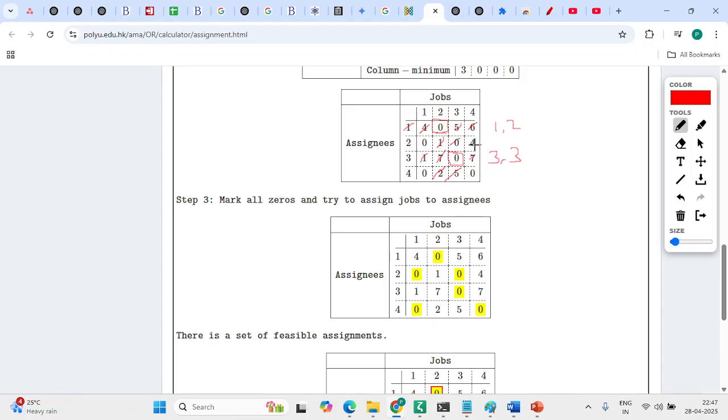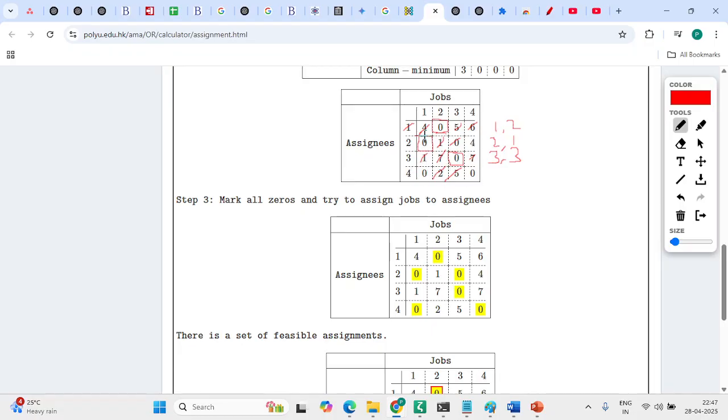Now let's go to row number 2 again. Now that we have come to row number 2 again, we see that this 0 has been cut. So we are only left with this 0, and therefore we will do the allocation. So we have done the allocation, which is that person number 2 is going to do job number 1. So 2, 1.